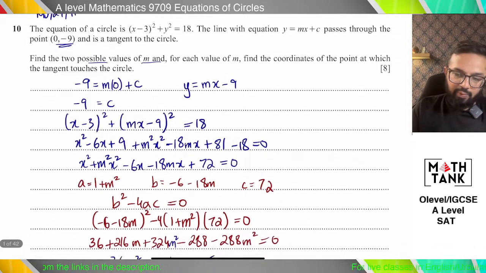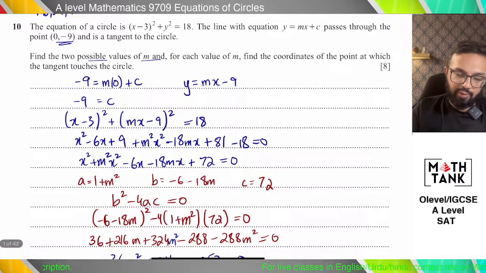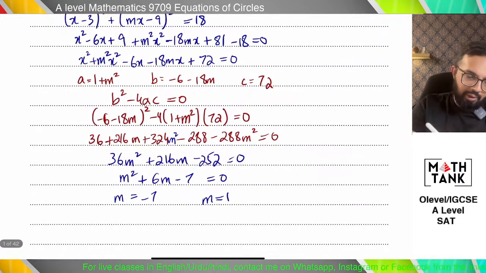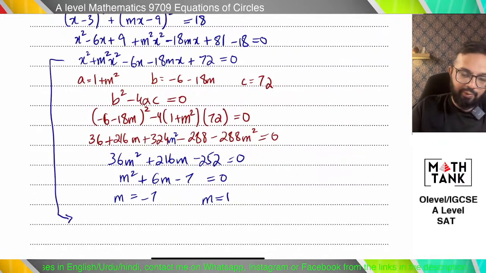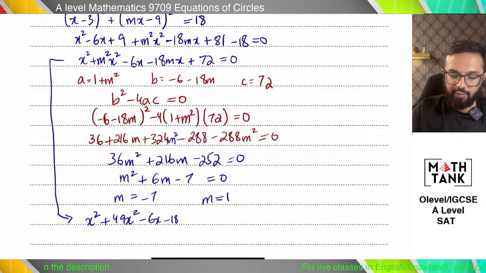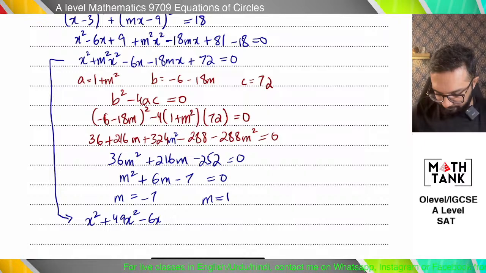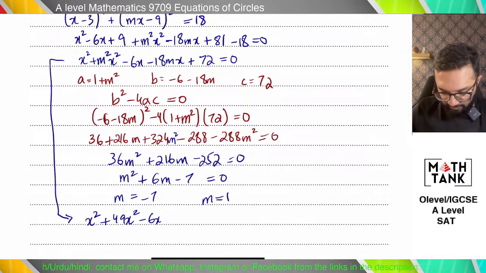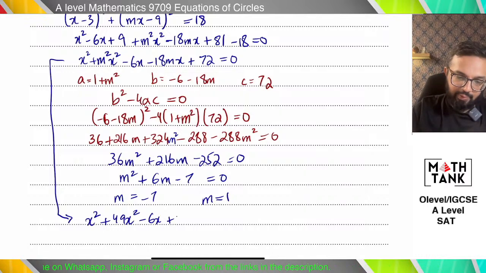Then for each value of m, find the coordinates of the point at which the tangent touches the circle. So I'm asking you to solve again simultaneously. I can pick up this equation from here and use these two values of m one by one. So x² with m = −7 gives 49x² − 6x − 18 into −7, so plus 126x plus 72.